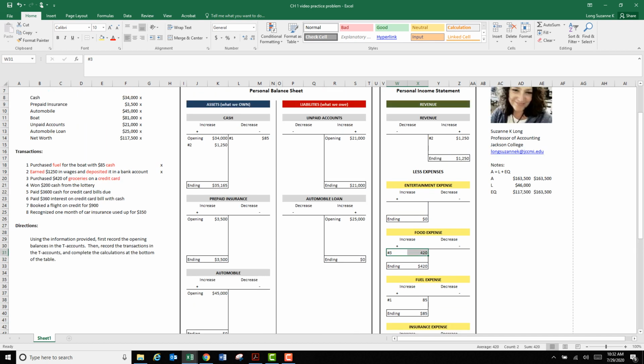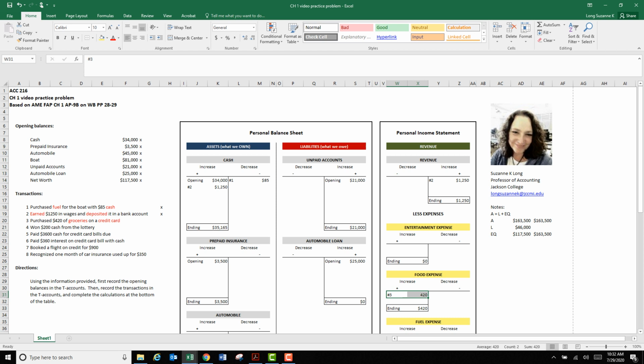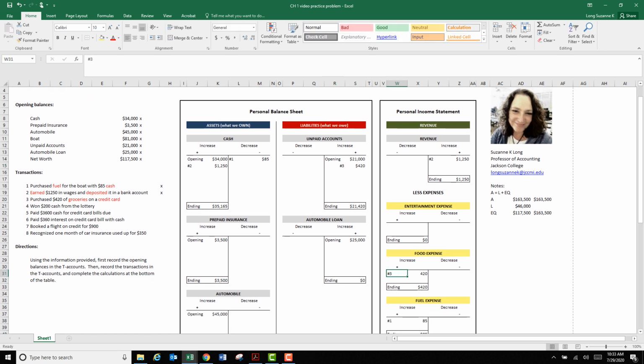That's the left side. What's the right side going to be? How do we record credit card? Credit card's going to be right here. Unpaid accounts. $4.20. So we've got number 3, left side, right side. She already owes $21,000. And we're just going to add on, we're just piling onto that debt. Now she owes $21,420. Now she owes more.